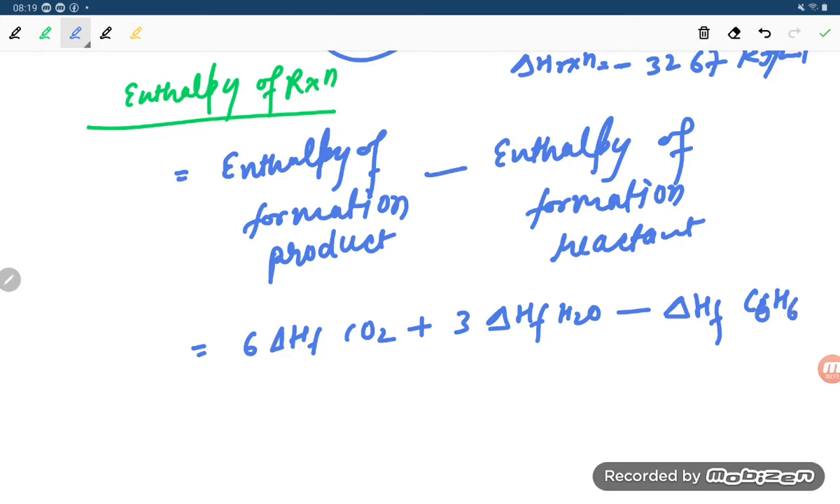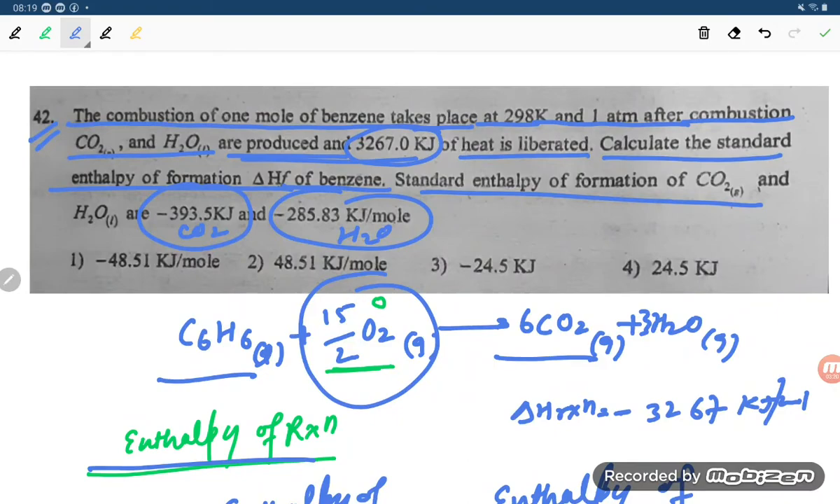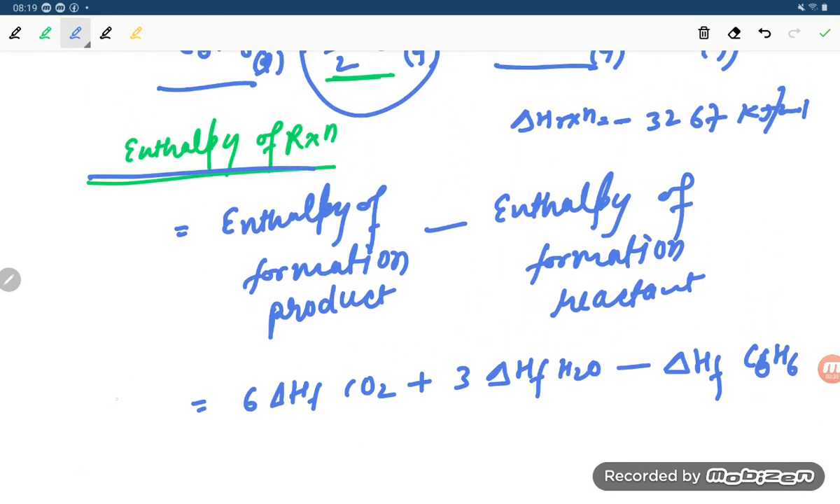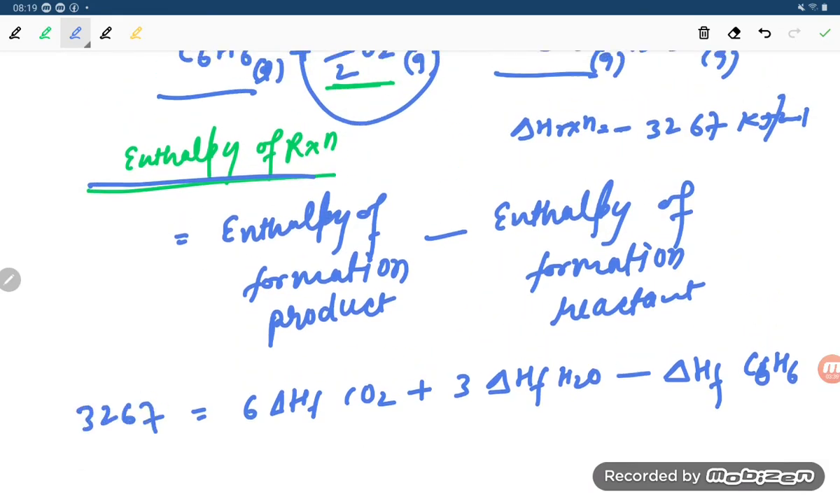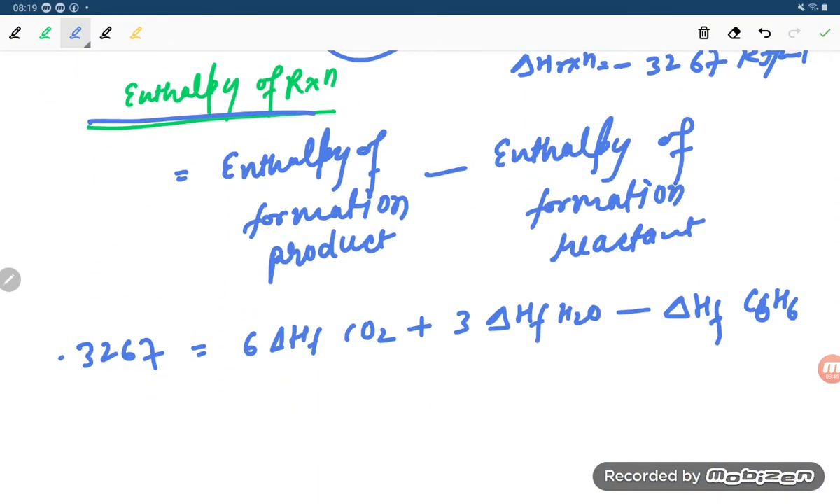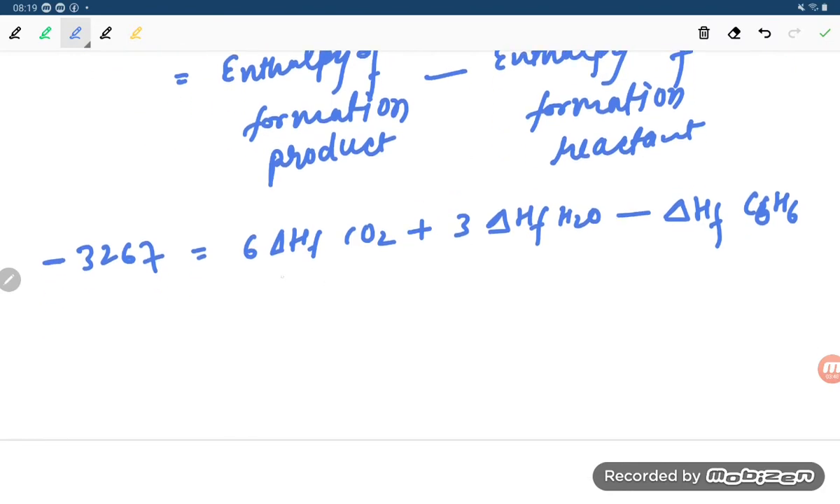Now the enthalpy of reaction is already there. The combustion of 1 mole of benzene takes place at 298 Kelvin and 1 atm. After combustion, CO2 and H2O are produced and 3267 kilojoule heat is liberated. So the enthalpy of reaction is 3267, with a negative sign, and they are asking for this value. The other values are already given.